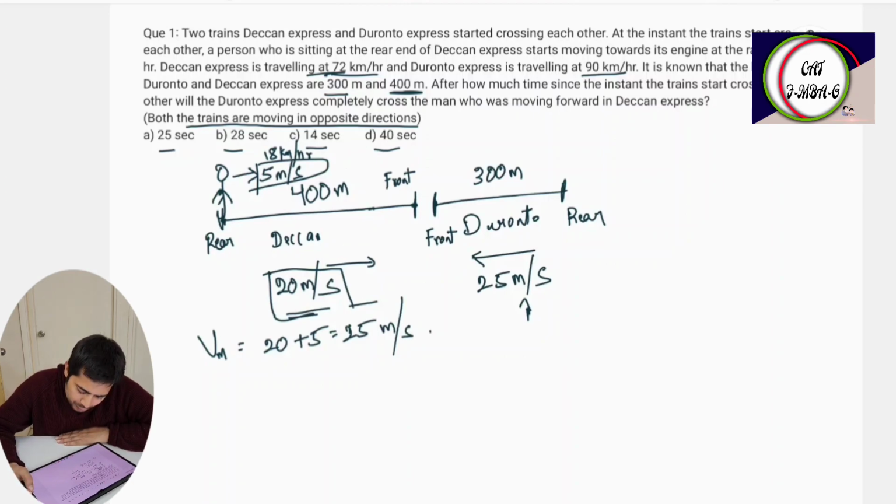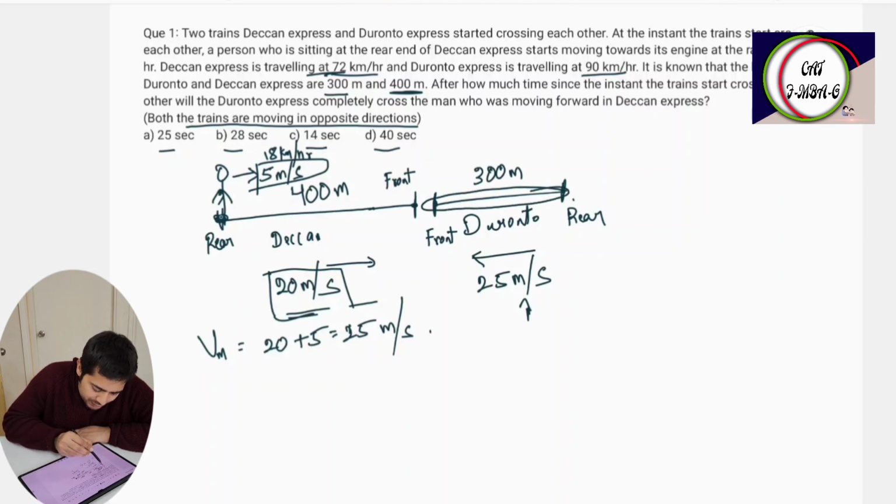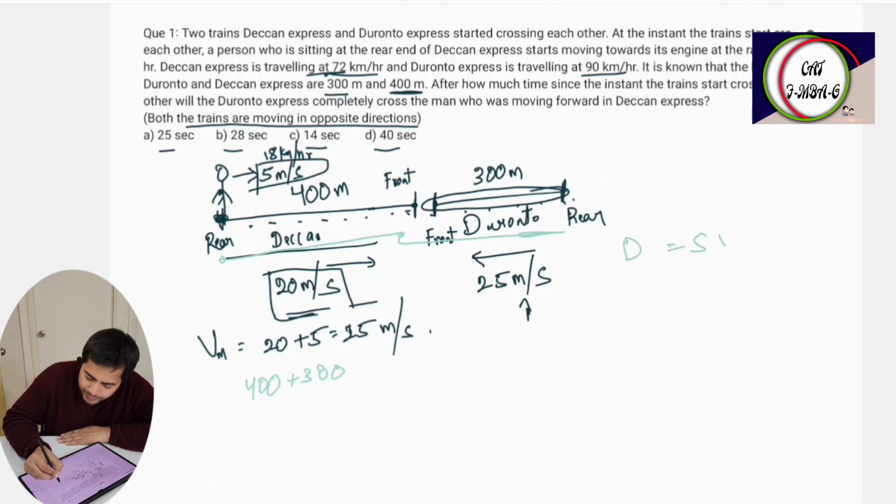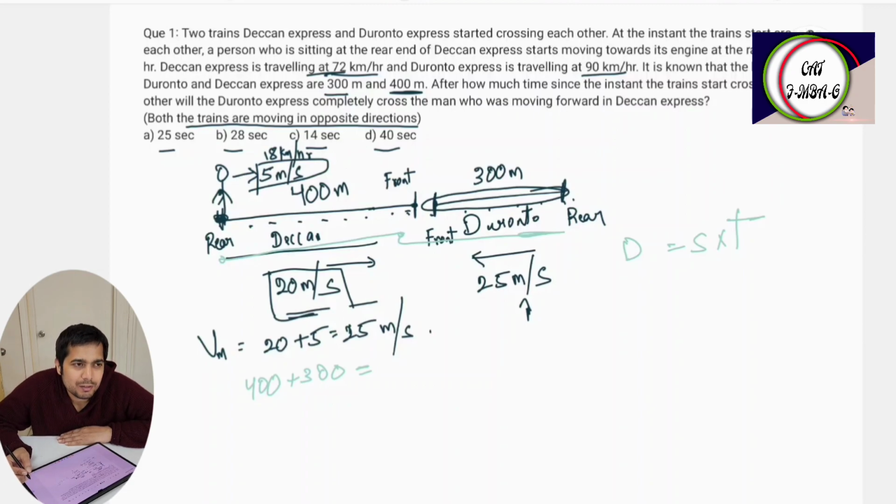Now Duranto is moving at 25 meter per second. What is the distance between the man and Duranto if we want Duranto to cross completely? What is the distance this man has to cover? First, the man has to cover the distance of Deccan, 400, and then the distance of Duranto. So what is the total distance? The distance is 400 plus 300. We will use distance is equal to speed into time. And what is the combined velocity? Here the velocity will be added up because both are moving in opposite directions.